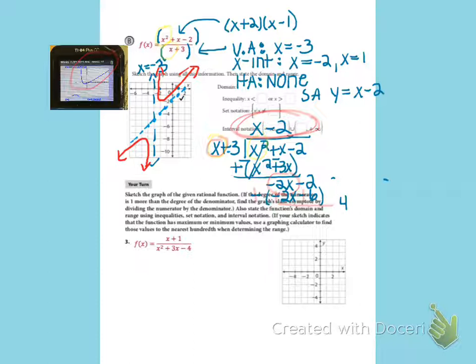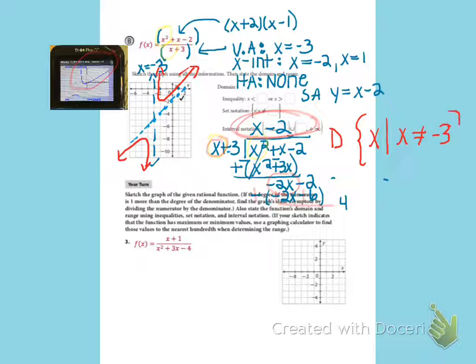Oops, and by the way, they did ask me to establish the domain as well. So just remember your domain. You want to make sure you don't include any values of x that would make the denominator 0. So the easiest way to write that is in set notation. And I would just say x such that x cannot equal negative 3. And that's my excluded value.